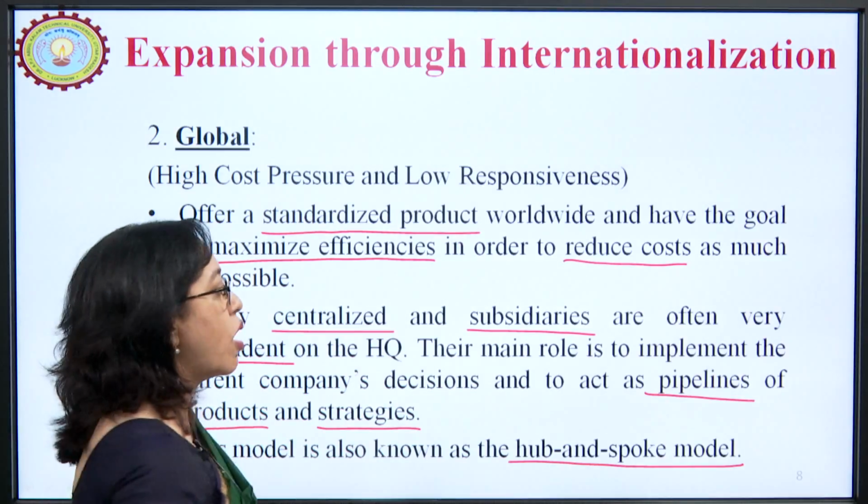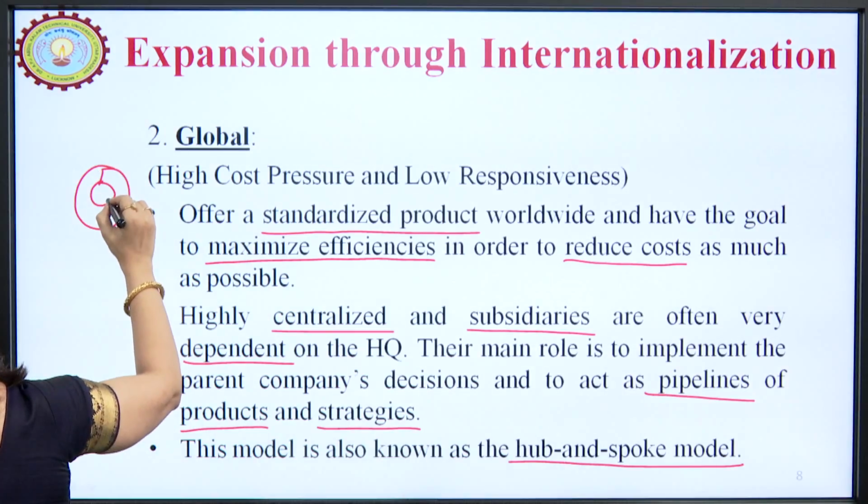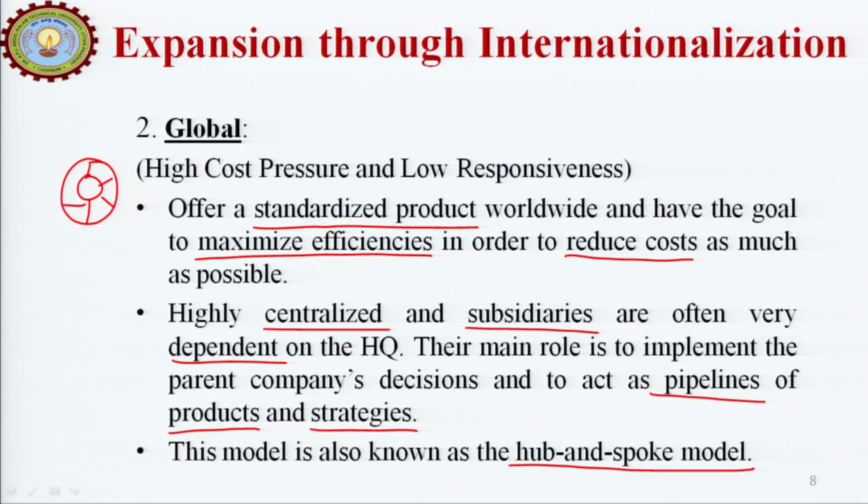What is this hub and spoke model? You must have seen the wheel, right? So, there is a central core which is called the hub, and these connectors are known as the spokes. The center is the headquarter or the parent company, and these are all the subsidiaries which are operating in different countries. So, they cannot move away from the hub. If this is broken, what will happen? Everything will come crashing down, right? So, this operates on a hub and spoke model.